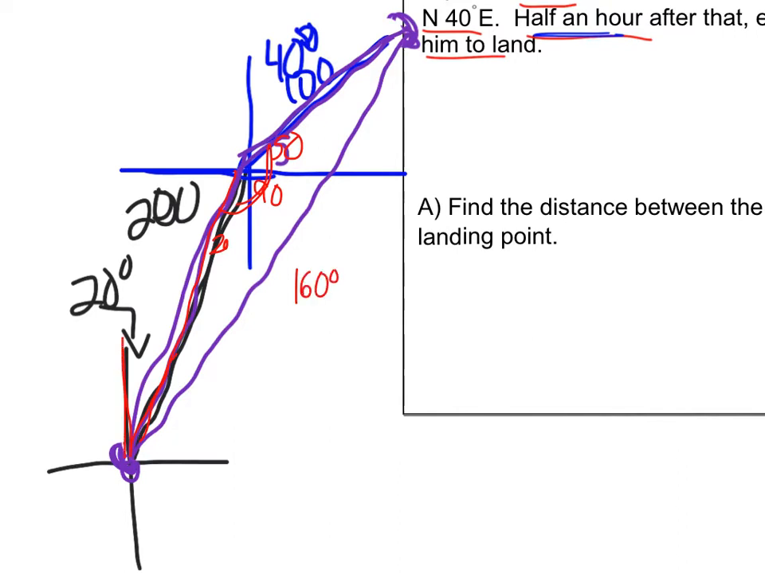Okay, and that's because this is 20. I really hope you guys draw a straighter line than I did. So that makes that 20. This angle up here is 40. That makes this 50. And 90 is still 90. All right, so this angle is 160 degrees.